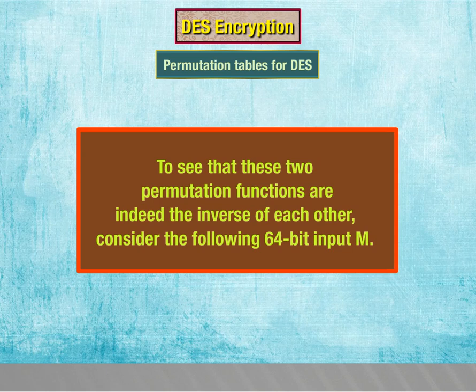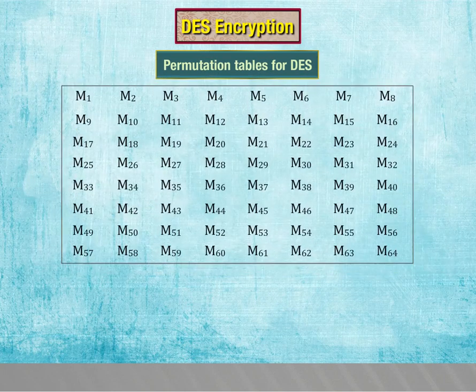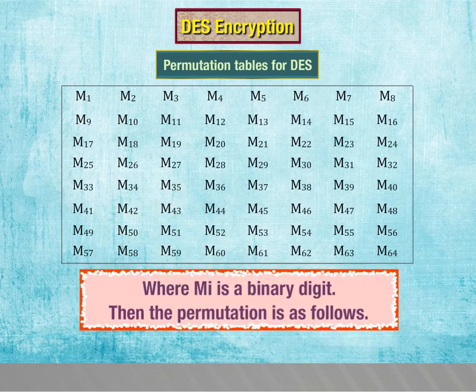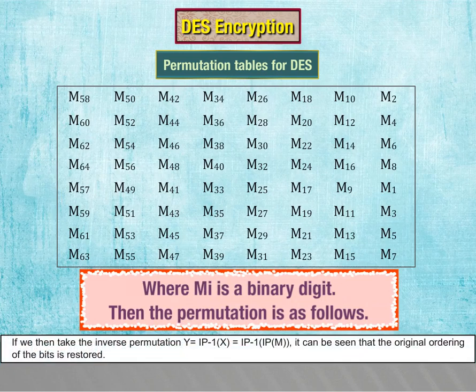To see that these 2 permutation functions are indeed the inverse of each other, consider the following 64-bit input M, where Mi is a binary digit. Then the permutation is as follows. If we then take the inverse permutation, y is equal to IP-1 of x is equal to IP-1 of IP of m, it can be seen that the original ordering of the bits is restored.